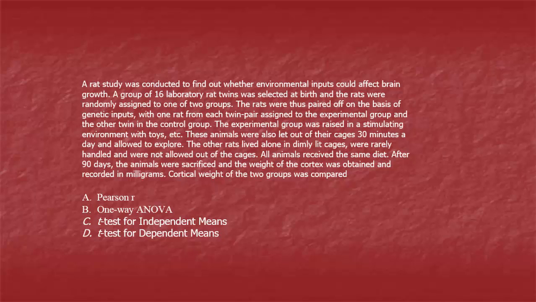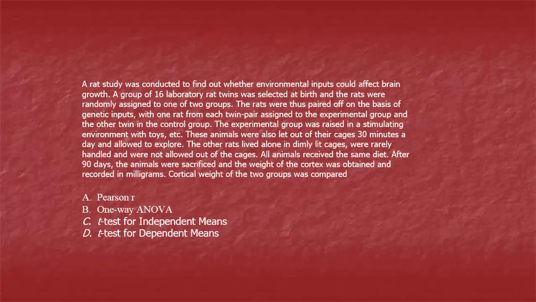How many predictor variables do we have? We just have the one predictor variable, and it has two levels to it. We have the group that was assigned to the enriched environment, and the other half of the twins, that was assigned to the impoverished environment situation. So that's your independent variable.